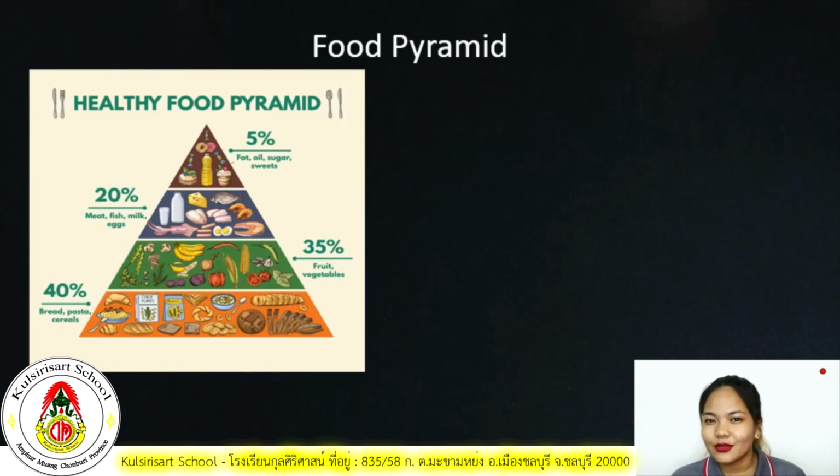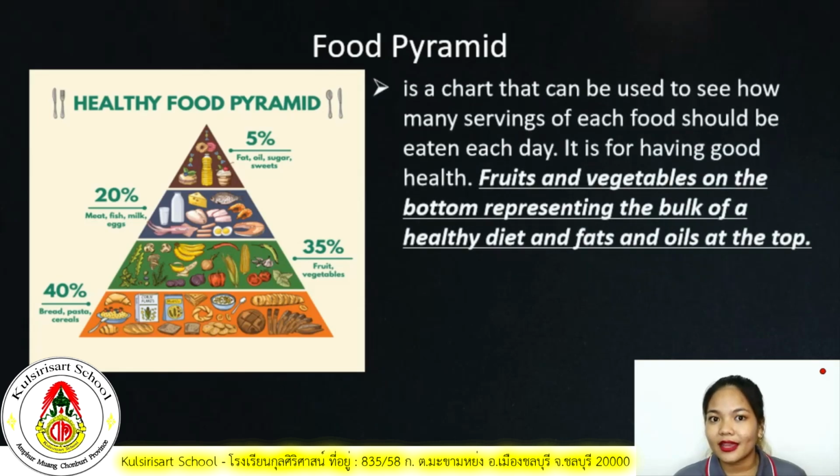Next one, since we are already done discussing what a balanced diet is, let us define what a food pyramid is, okay? A food pyramid is a chart that can be used to see how many servings of each food should be eaten each day. It is for having good health. Fruits and vegetables are on the bottom, representing the bulk of a healthy diet, and fats and oils at the top. It is called a food pyramid because of its shape.